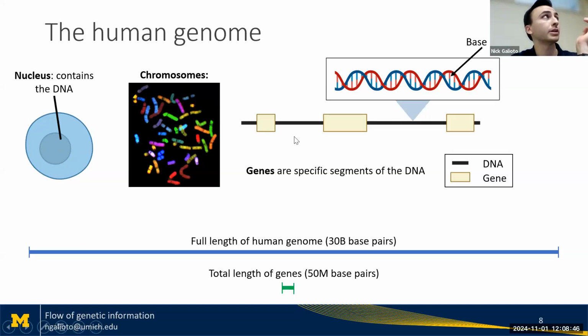So I have a little bit of a schematic here where this black line can represent the DNA. And then you have these regions of the DNA that are known as genes. And if you look at how much of the genome is actually genes, it's a very small number, but this is where a lot of the information for cellular function is stored, in these genes.